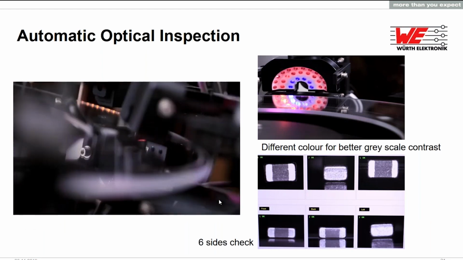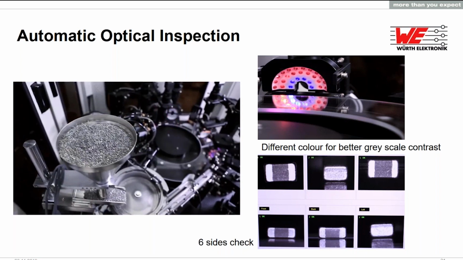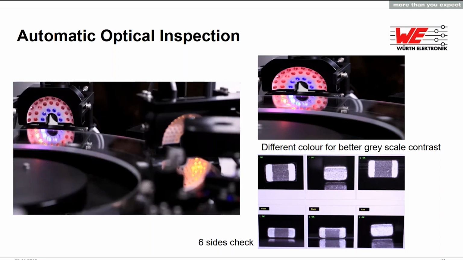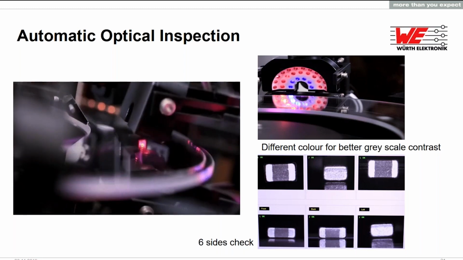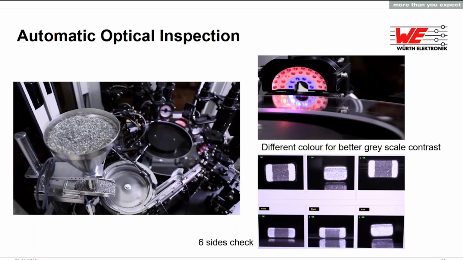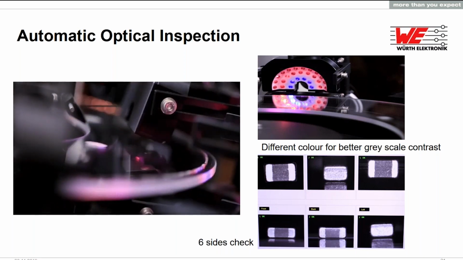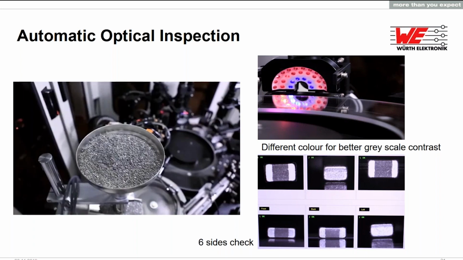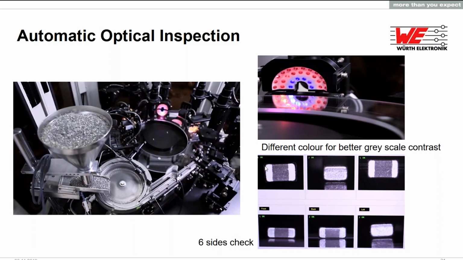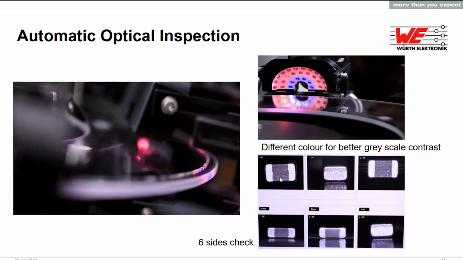It then goes through an AOI, which is automatic optical inspection. Here we use different colors, different LEDs to check the visual, physical looks of a PCB ferrite. And anything that looks different or strange is automatically taken out.